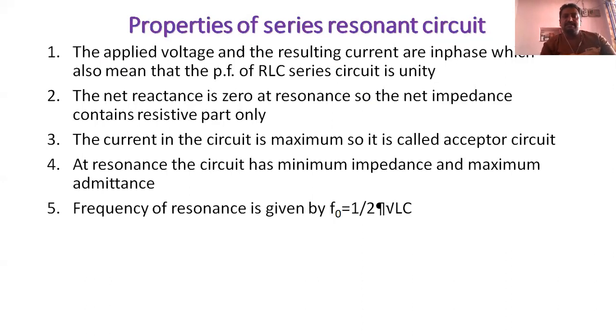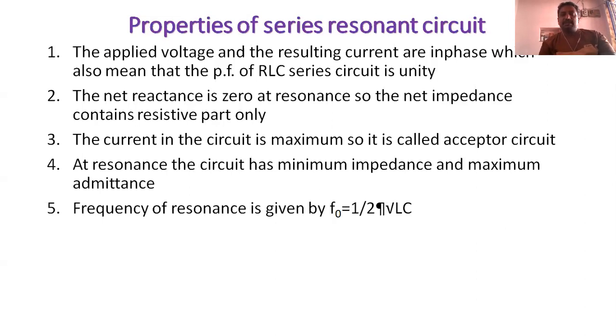The second property is that net reactance is 0 at resonance. So the net impedance contains only the resistive part, so it is the minimum value. And the third property is that the current in the circuit is maximum because of the minimum impedance, which contains only the resistive part. The circuit is also called an acceptor circuit.